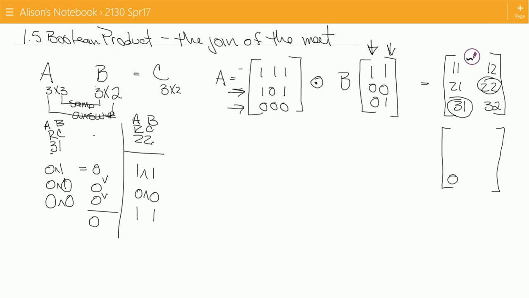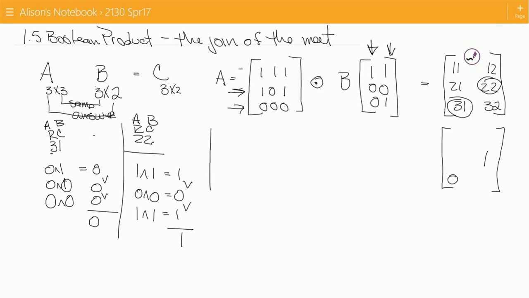And then I'm going to do the meet. So I will put the meet operator, which is the AND operator, between them. 1 and 1 is 1. 0 and 0 is 0. 0 and 1 is 1. And then I'm going to do the join operator between them. 1 or 0 or 1 is 1. And then I'm going to put that 1 in position 2, 2.